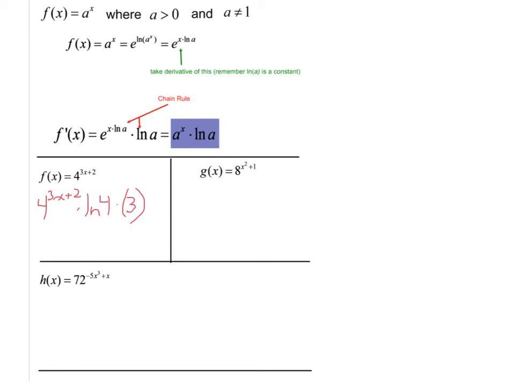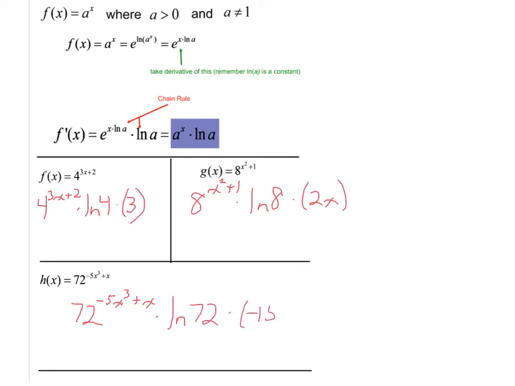If I have 8 to the x squared plus 1 power, well, the derivative is my exponential times the natural log of the base times the derivative of the power. Same thing here with h of x. The derivative of an exponential is the exponential times the natural log of the base times the derivative of the power.